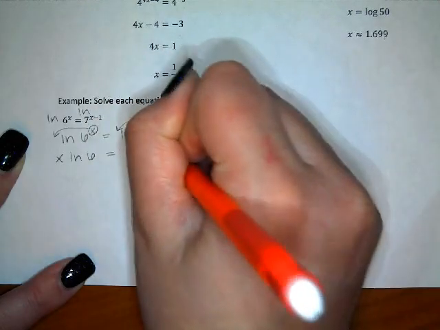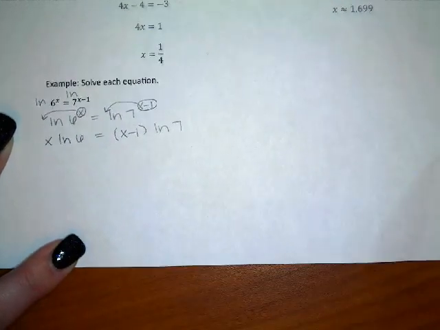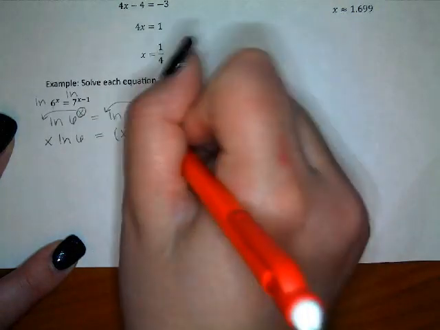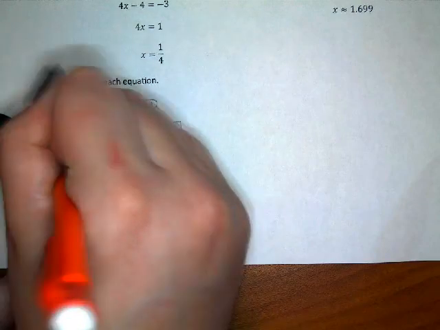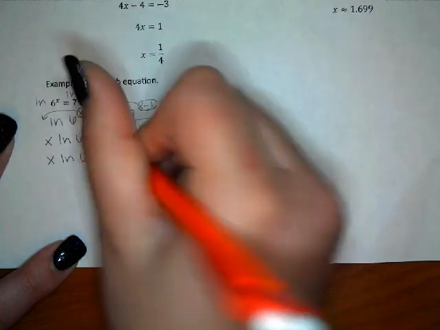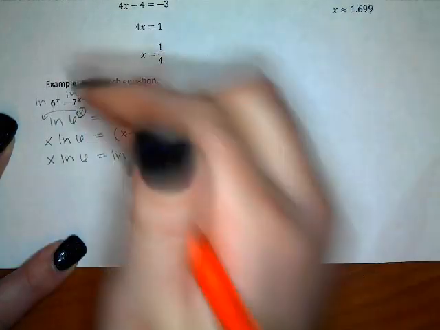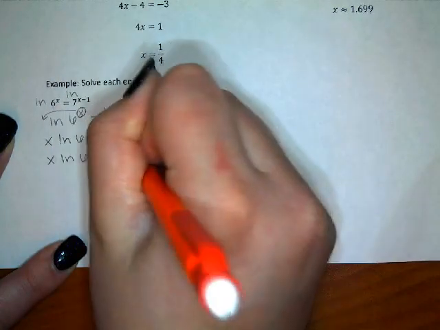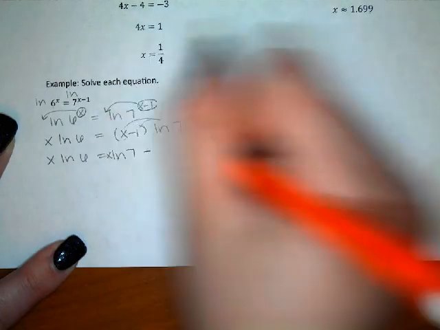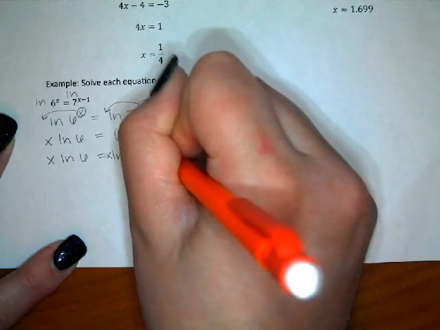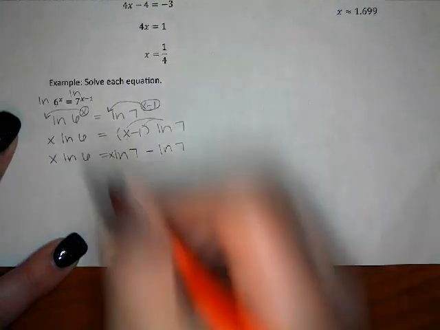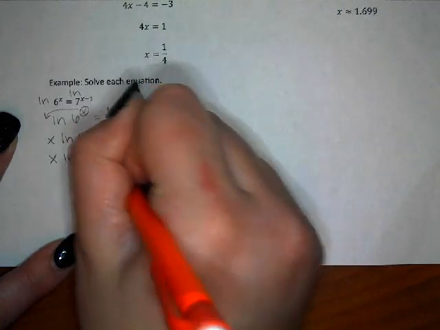And what I'm going to do next is get rid of my parentheses by distributing the ln 7. So the left side of the equation has stayed the same, and then this would be x times ln 7. I'll put it right here. x times ln 7 minus 1 times ln 7. And you can literally write 1 ln 7 if you want, or you can just write ln 7. And now what I'm going to do is get the x's to the same side. So I'm going to take this x ln 7 and I'm going to subtract it over so it's on the left side.